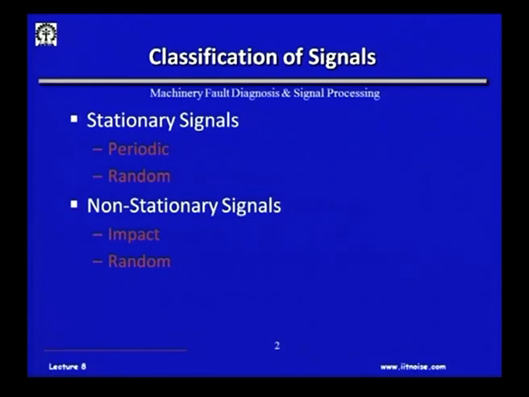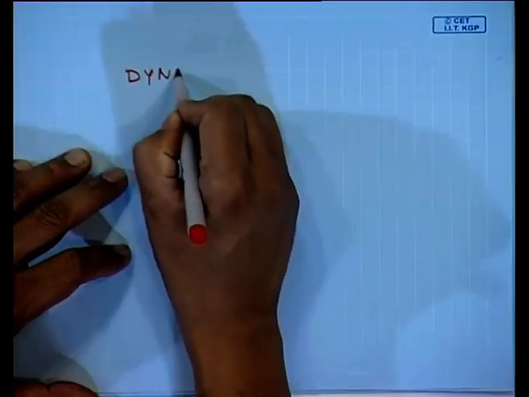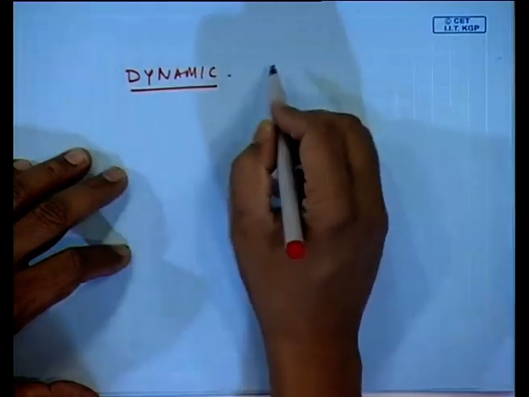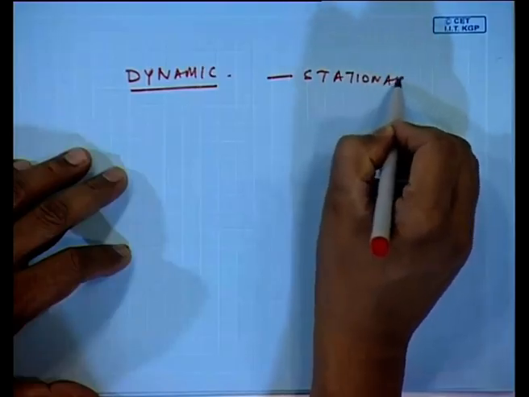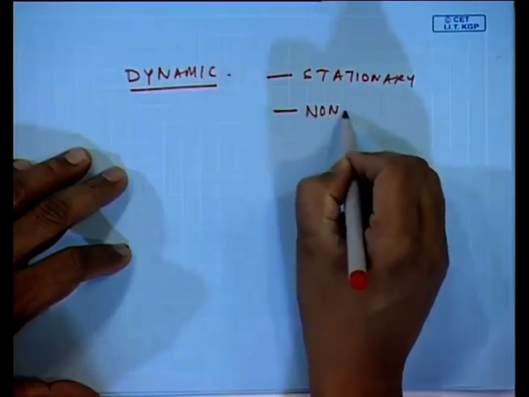So, with an understanding of the three types of classification of signals, whether they are dynamic or static, whether they are analog or discrete, and finally, whether they are stationary or non-stationary. Now, what is usually the nature of the signal in CBM or condition based maintenance? They are usually vibration signals that are functions of time. So, they are dynamic, they could be stationary and or they could be non-stationary.